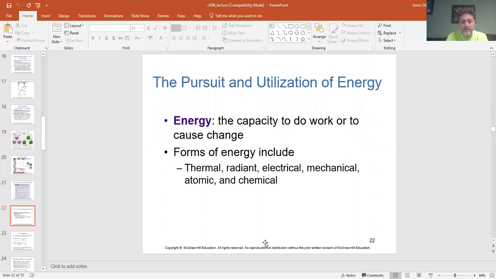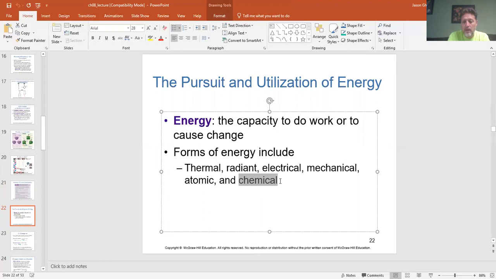Energy. Energy is just the ability to do work. The forms of energy are thermal, radiant, electrical, mechanical, atomic, and chemical. Most of these are not compatible with life. I mean, we do have microbes that can deal with a lot of these. But chemical energy is the best one for life.